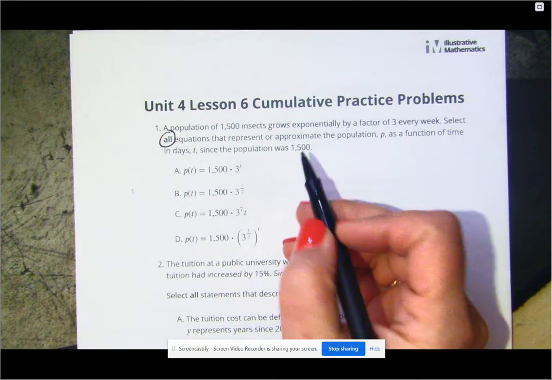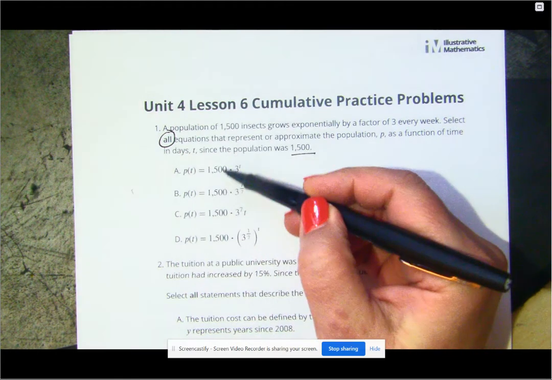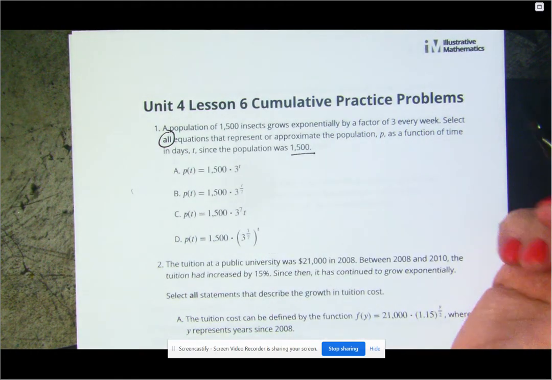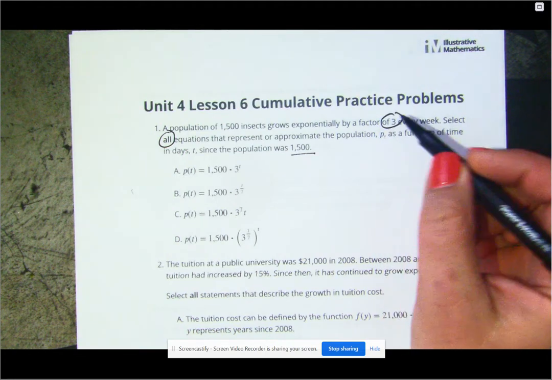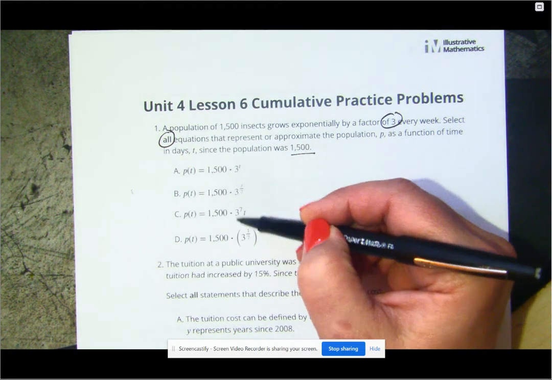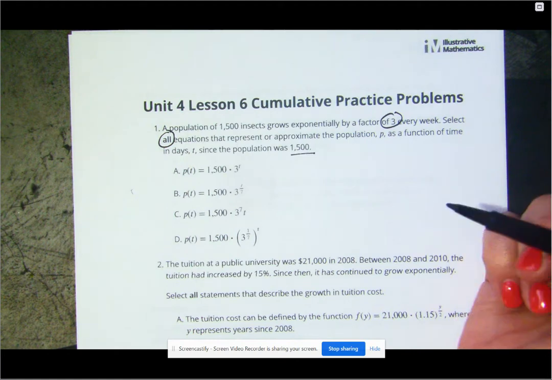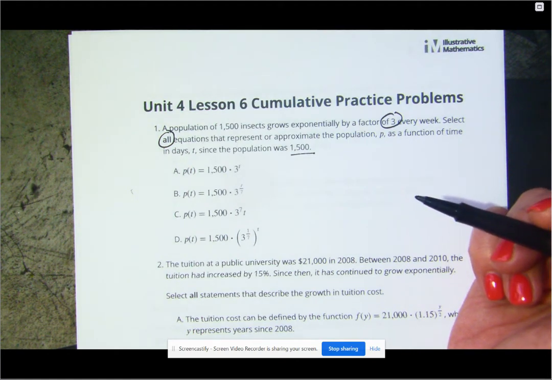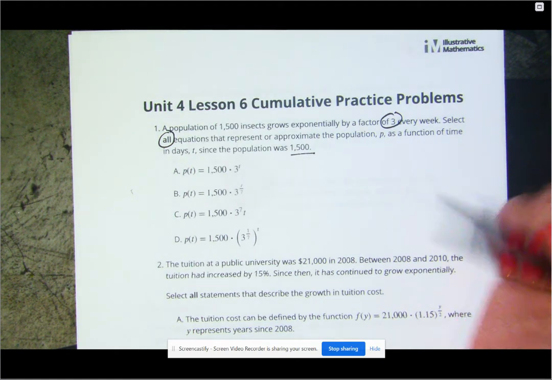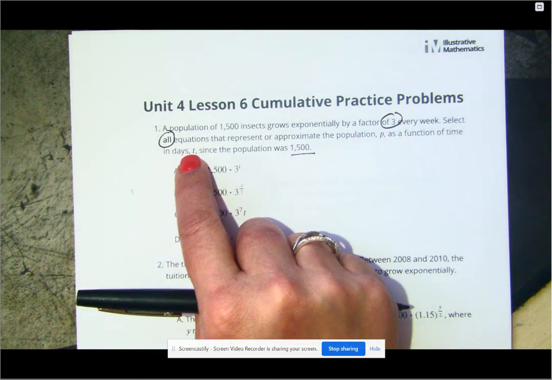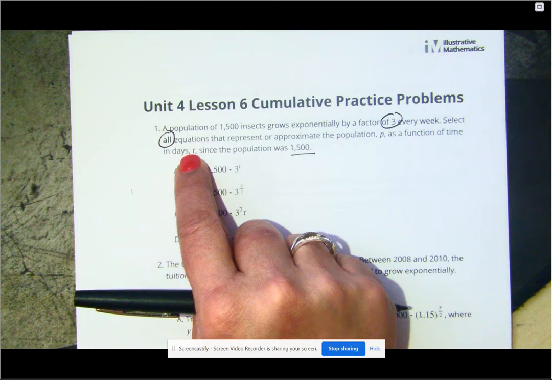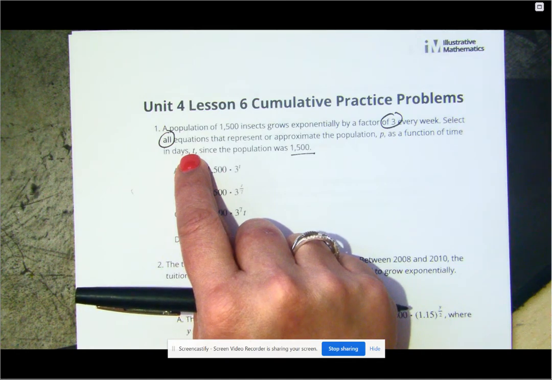I mean, we know the starting number is 1,500. We know it's growing exponentially by a factor of 3, so they all have 3. So that's not helpful. Now, the time is, they were tripling every week, but they want us to write the rule so that we can figure out how much it increases per day, right?